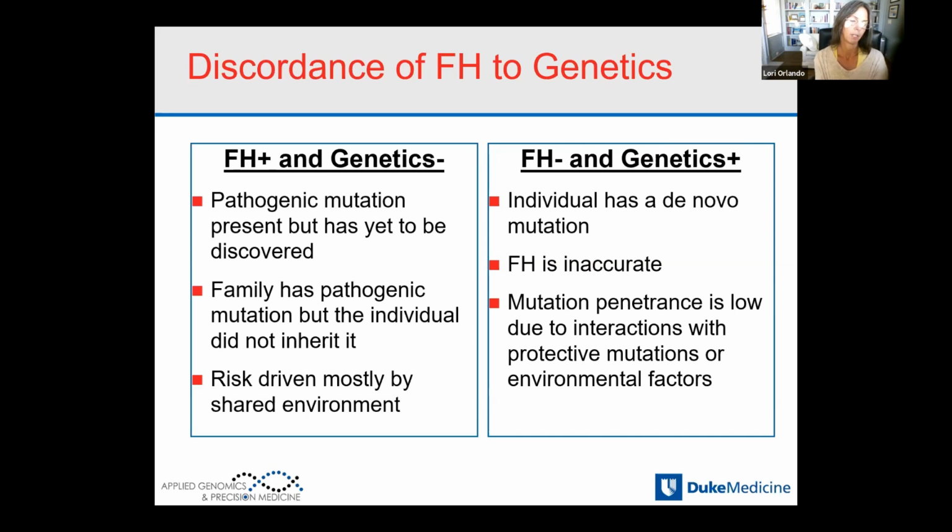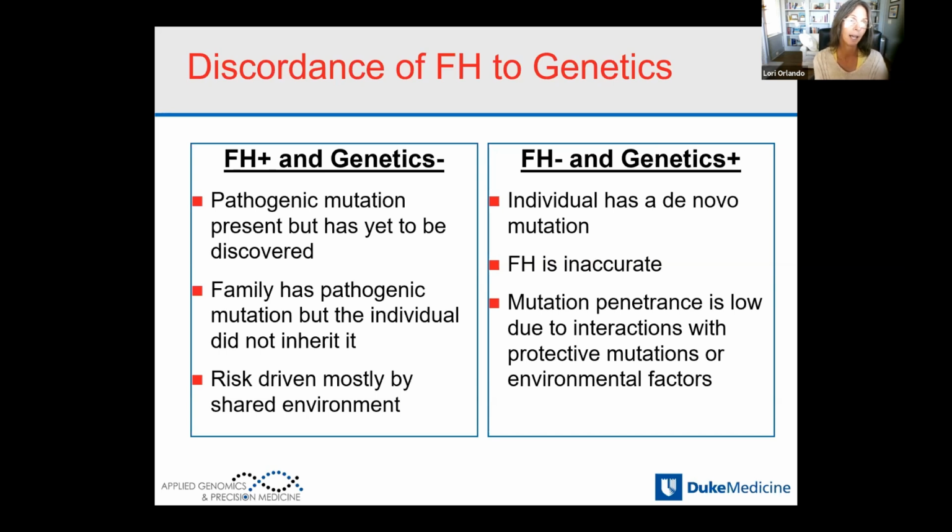In the other group, your family history is negative, so you don't have an increased risk of disease based on your family history, but you do have a pathogenic variant on the genetic testing. So this could be an individual who has a de novo mutation. This is the first person in the family who's got this mutation, and in which case they certainly are at increased risk. The family history could be wrong.